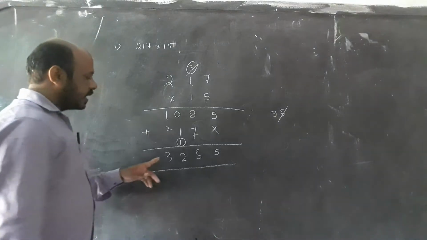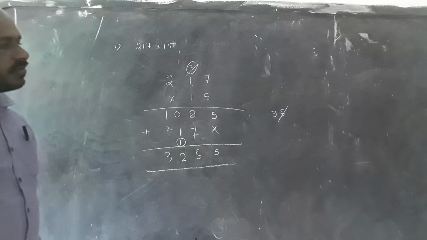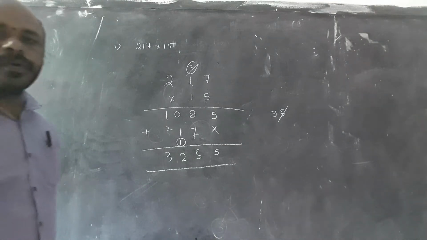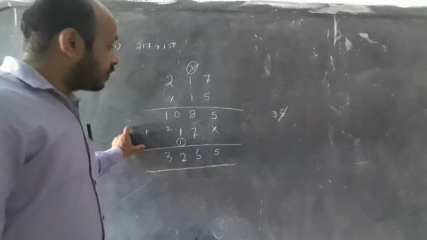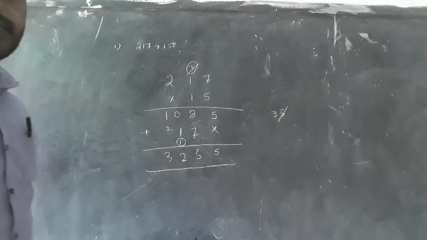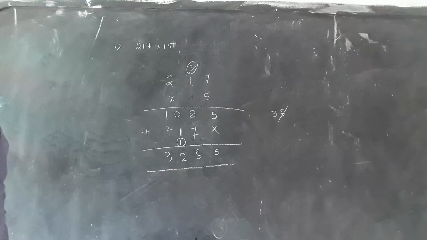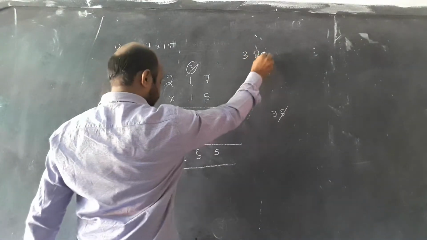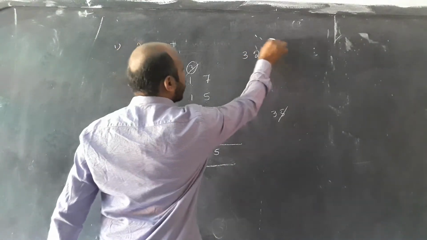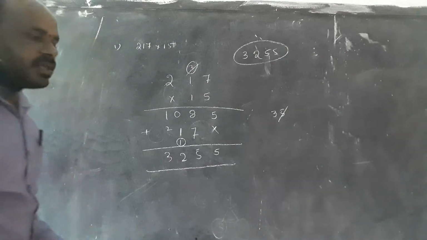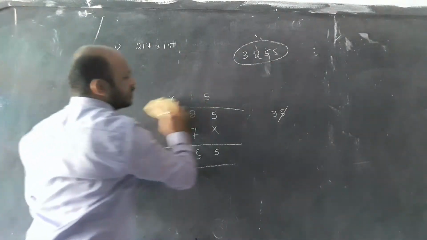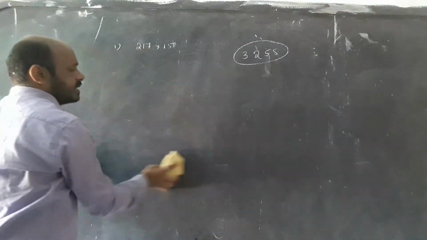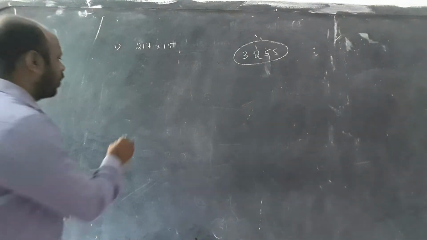See, 3,255 we got as the product. What is being asked? We have to round up to the nearest thousand. We got 3,255, and we have to write the nearest thousand. I am doing this, children, because we have to represent the numbers on a number line.